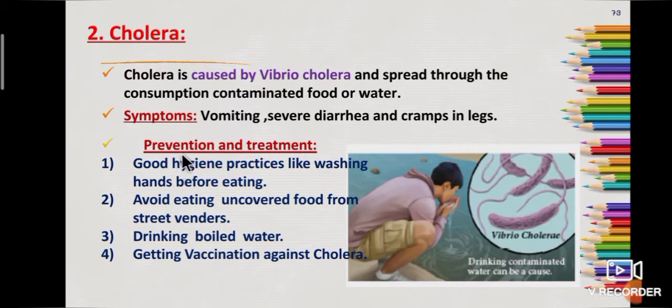How to prevent and take treatment for cholera? First one, good hygiene practices like washing hands before eating. Second point, avoid eating uncovered food from street vendors. Third point, drinking boiled water. Fourth one, getting vaccination against cholera.